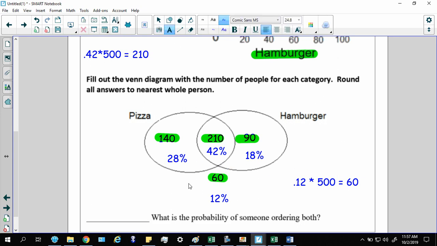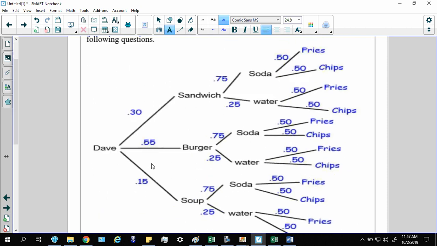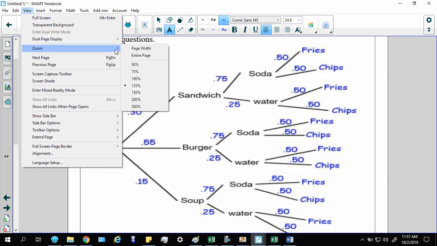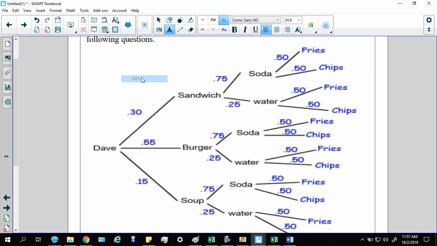So what is the probability of someone ordering both? Well, we kind of already solved for it. 42%. That's it. All right, next one, we have a whole big old tree here, and we're going to have to answer some questions regarding the tree. So let me zoom out just so we can all put this on the same page. All right, that kind of works.